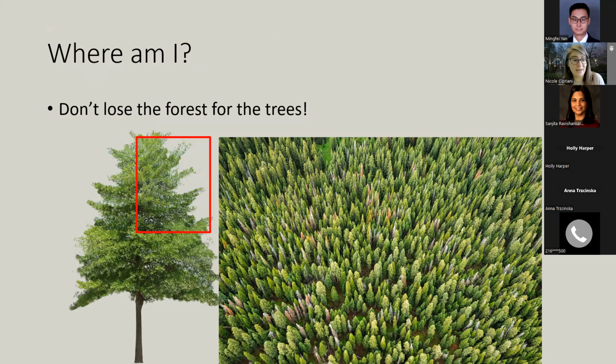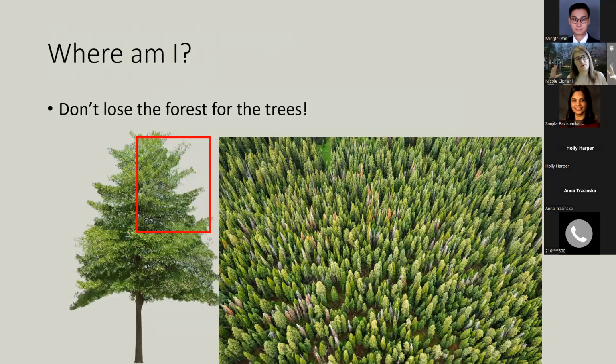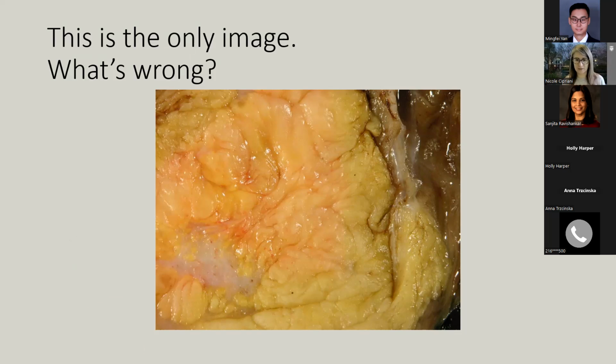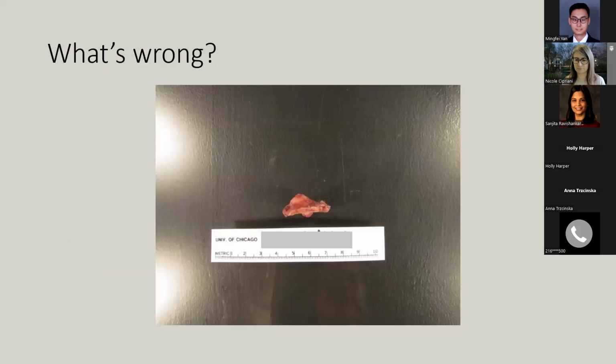Like you may have one area of interest. You're like, oh, that's a really cool scar. I want to take a picture of that. That's awesome. But then zoom out and take the whole thing, right? So we want it all. So it's okay to take a close up on a region of interest. Also zoom out and take that whole cross section. And then we have some orientation.